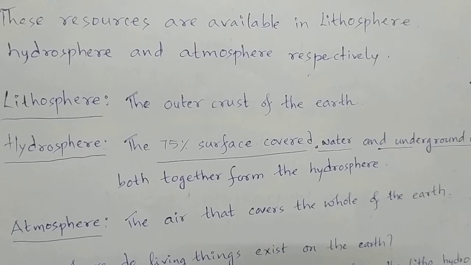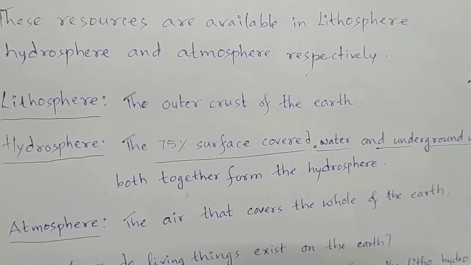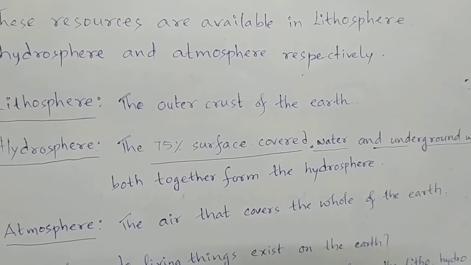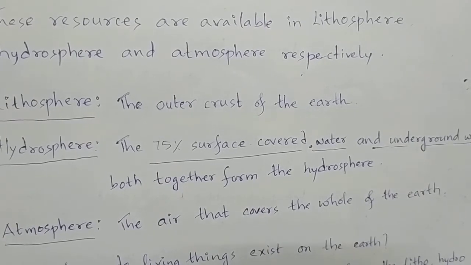And second one is hydrosphere. 75% of the earth's surface is covered with water. This 75% surface covered water, and there is some water in the underground also. So the 75% surface covered water and underground water both together form the hydrosphere.